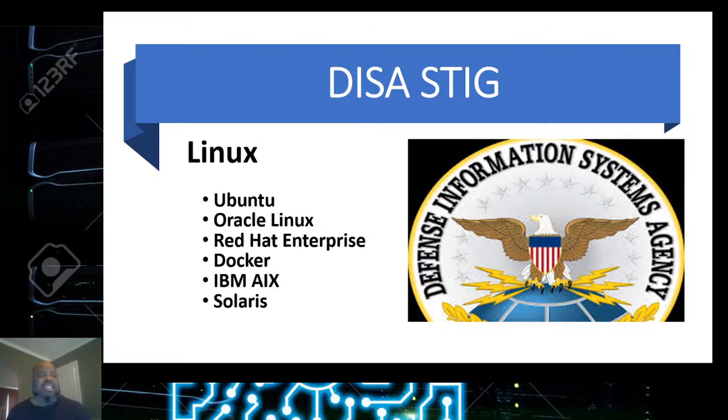Since we're talking about Linux, these are the different Linux versions out there that would apply: Ubuntu, Oracle Linux, Red Hat Linux, Docker, IBM AIX, and Solaris, which was Sun. AWS Linux 2 is a fork of the Red Hat Enterprise 7.11 STIGs. So we're going to use the Red Hat Enterprise 7 STIGs to do an assessment on the AWS Linux version of that. These are the most common ones used today.